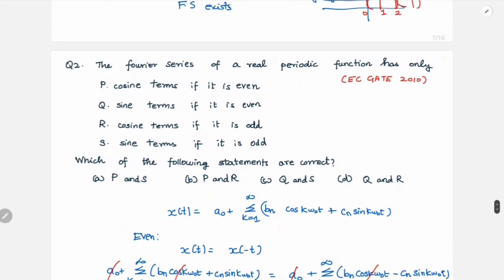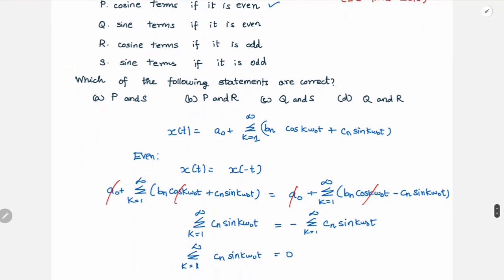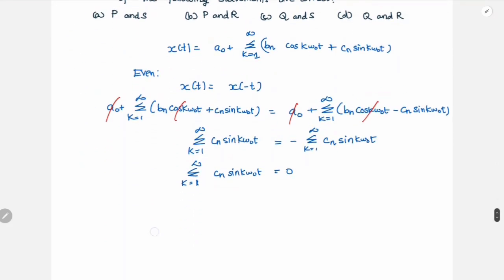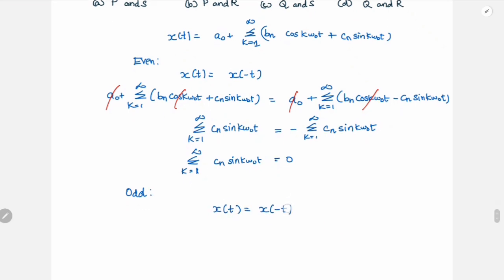So we have only cosine terms if it is even. If it is even, the sine terms are going to vanish and only cosine terms are present. So what happens if it is odd? x of t is equal to minus x of minus t.